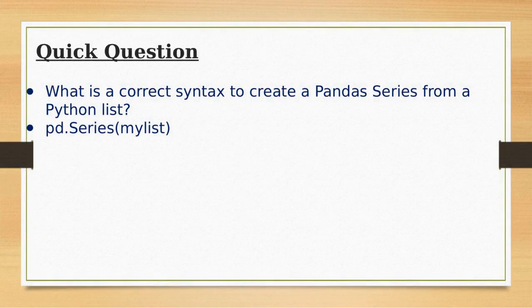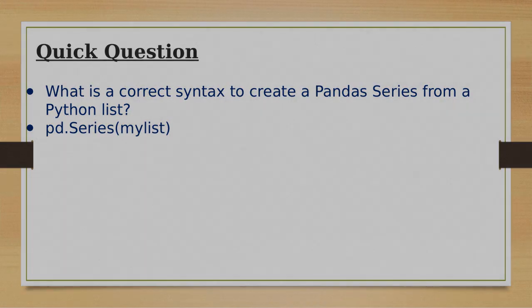Question: what is the correct syntax to create a pandas series from a Python list? Suppose we have a Python list. The Series function converts a Python list into a one-dimensional pandas object called a series. A pandas series contains the actual data values and an index associated with each value. Notice that pandas automatically creates index values starting from 0. If we want custom index labels, we can specify them using the index parameter.